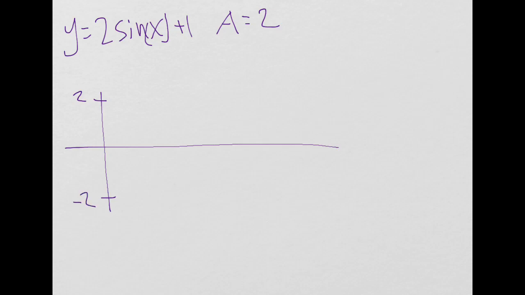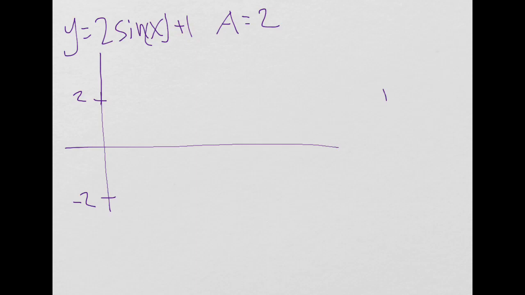But, oh crap, we've got a +1 at the end, which means that whatever our graph would normally look like, it's going to be 2 above that. That line was really stinky. I'm going to redo that. Whatever our graph normally is, it's now going to be 1 up. It's going to shift every single thing up by 1.